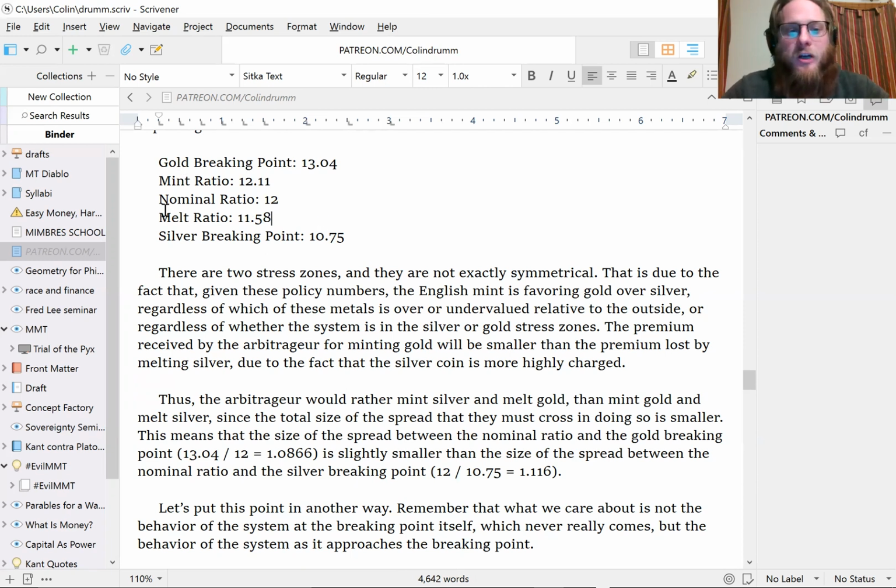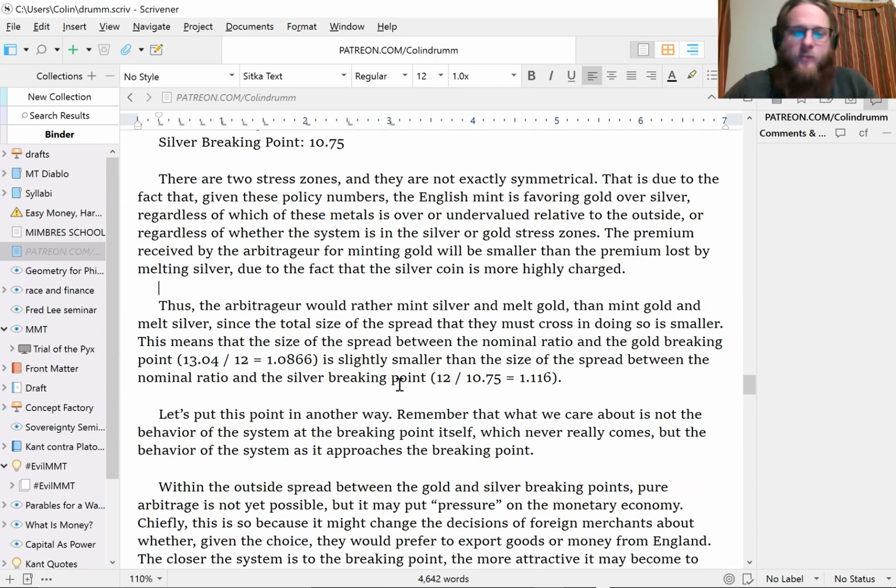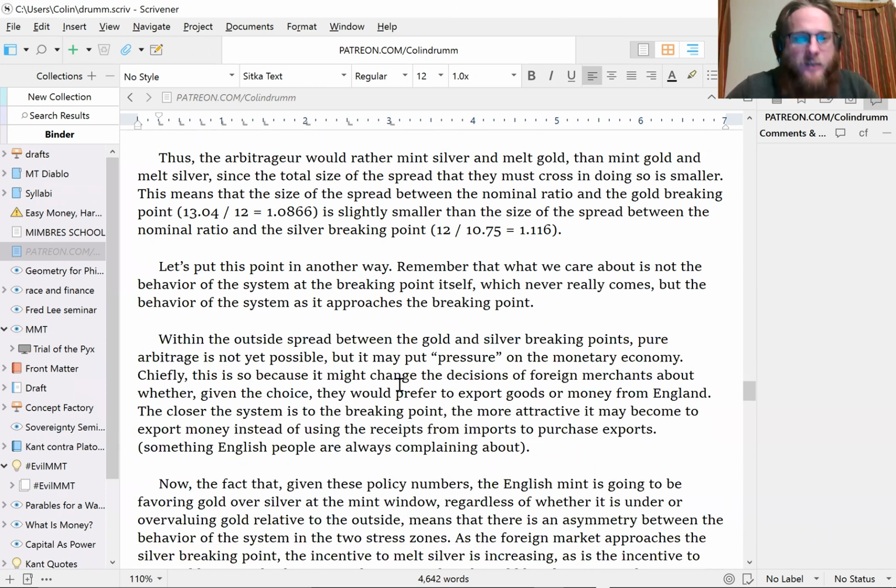So you're going to have more intense minting activity of one of the metals in one of the stress zones versus the other. So there's an asymmetry. In one of the stress zones, there are magnitudes that are adding together, and in the other stress zone, they're attenuating one another, and that's an interesting asymmetry. So that's the most technical point that I wanted to make about this.